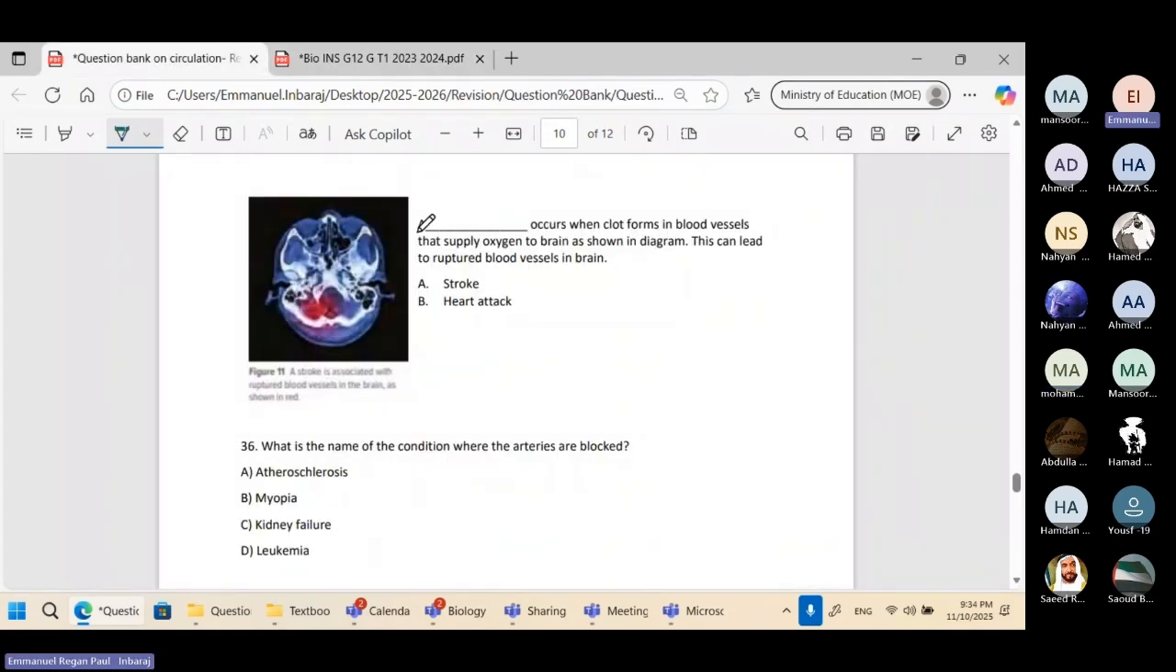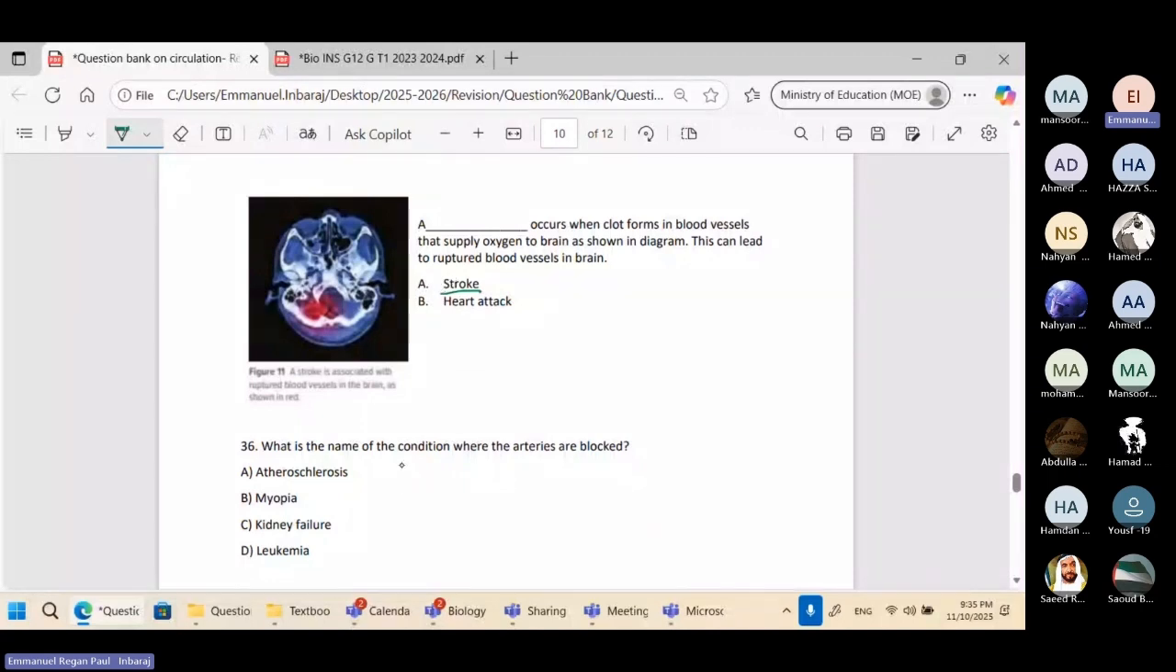Okay, now see, a dash occurs when clot forms in blood vessels. What is the answer for this? When clot forms in the blood vessel, so this is the stroke.